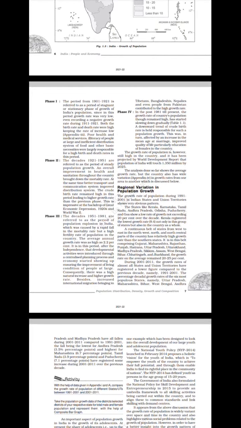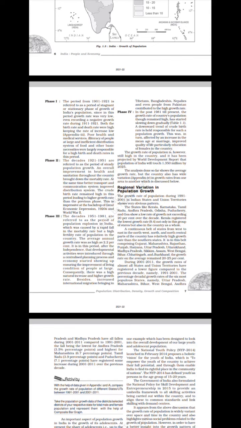Phase 1. The period from 1901 to 1921 is referred to as a period of stagnant or stationary phase of growth of India's population, since in this period growth rate was very low, even recording a negative growth rate during 1911 to 1921. Both the birth rate and death rate were high, keeping the rate of increase low. Poor health and medical services, illiteracy of people at large, and inefficient distribution system of food and other basic necessities were largely responsible for the high birth and death rates in this period.